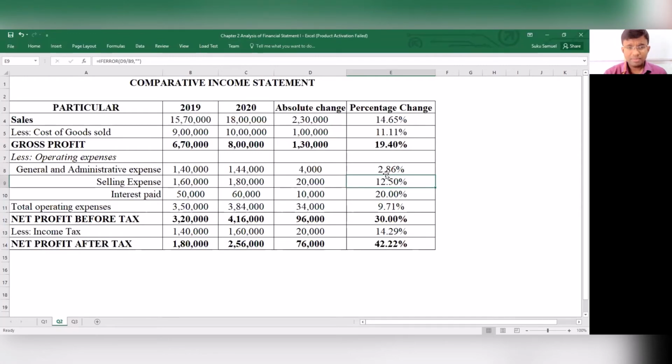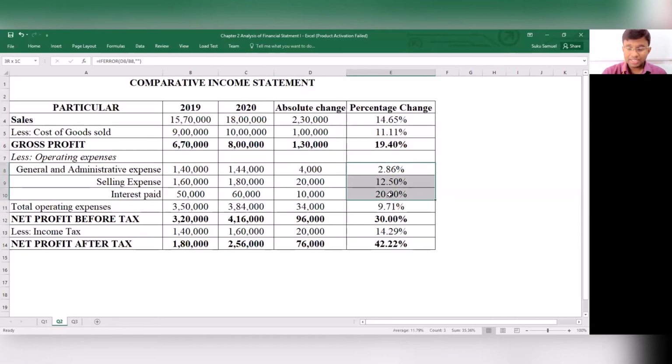Likewise, similarly for selling expenses. Now, selling expenses, if you notice, it is at 12.5%, and your sales is, so this is more or less proportional. So selling expenses is in tandem with the increase of your sales. Interest paid. Now, when do you have to pay interest? Interest you will have to pay for your borrowed funds. Here, you have to accommodate more borrowing in order to accommodate for an increase in sales.